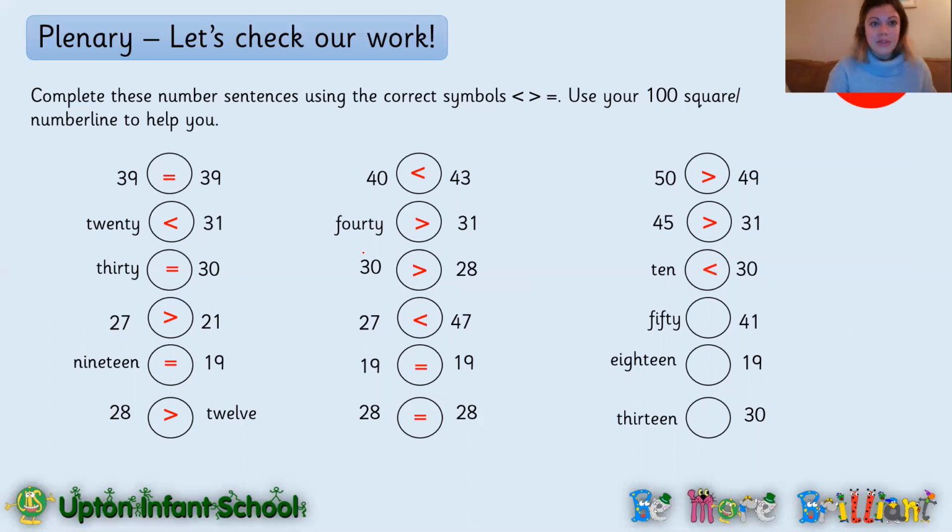10 is less than 30. 50 is more than 41. 18 is less than 19. And 13 is less than 30. Extra well done if you got that right, because remember how we said it's really important to pronounce our 30 correctly, because it can sometimes sound like 13. So well done if you recognize that 13 is less than 30.